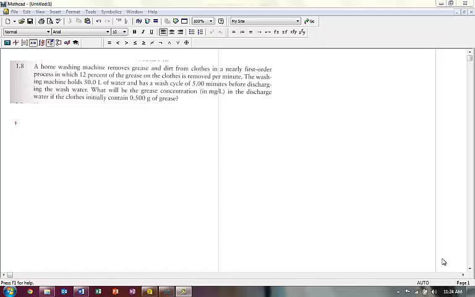Alright, next let's look at this washing machine homework problem that you guys have due here shortly. Bit of confusion in class, mainly just Mathcad issues, so let's just take some time and I'll set this up on Mathcad and hopefully this will help out. So we've got our washing machine removes grease and dirt. First order process, 12% of the grease in the clothes are removed per minute. So we need to find out what that K value is for that particular reaction.